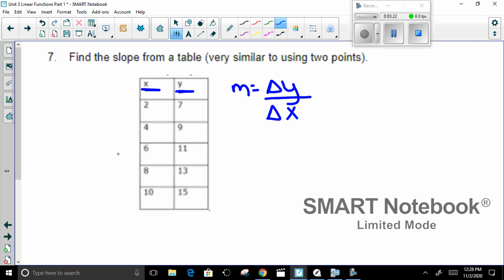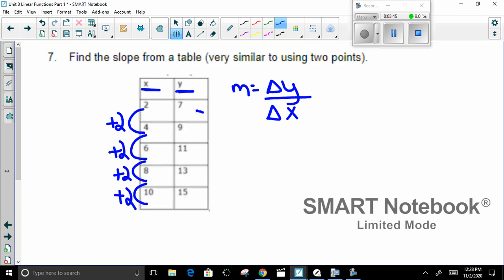So how am I going from 2 to 4? What am I doing? Am I adding or subtracting? I'm adding 2. 4 to 6, I'm adding 2. 6 to 8, I'm adding 2. 8 to 10, I'm adding 2. I am constantly adding the same number on my x-axis.